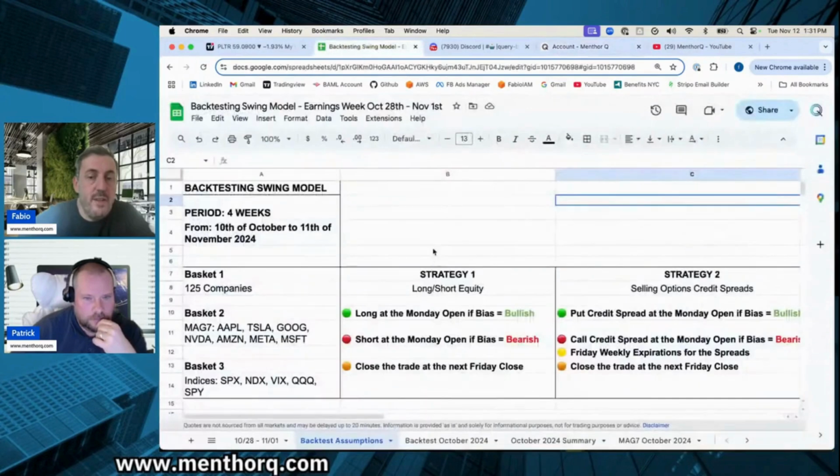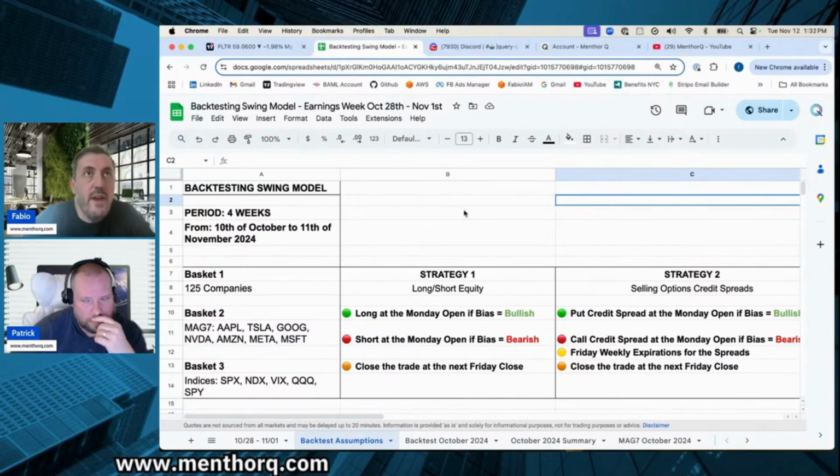So we're going to go into details of what the swing model is. But before we do that, and also send us any question you might have, we're going to go through an exercise that is taking place over a period of 4 weeks. So we started from October 10th, which is a Friday, to November 11th.